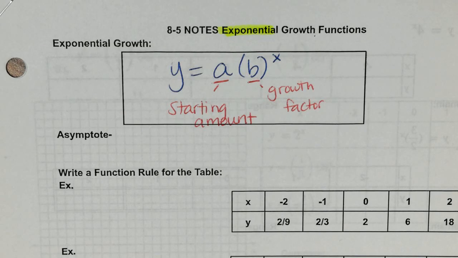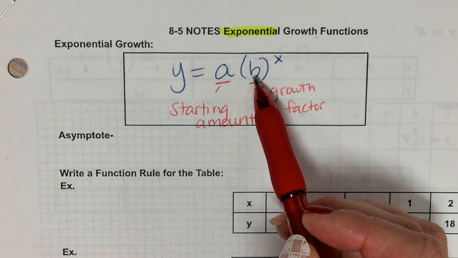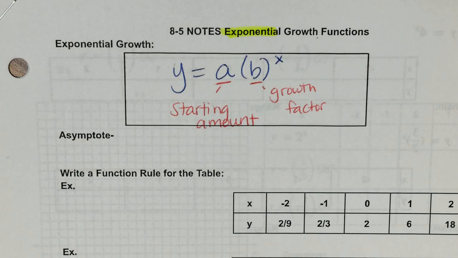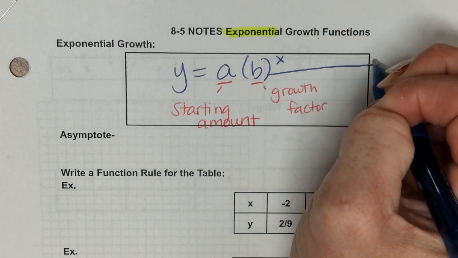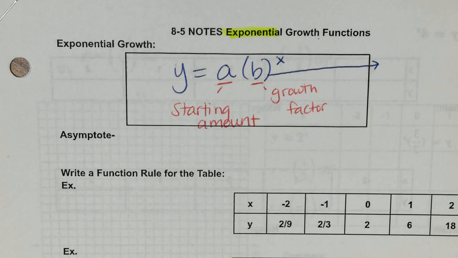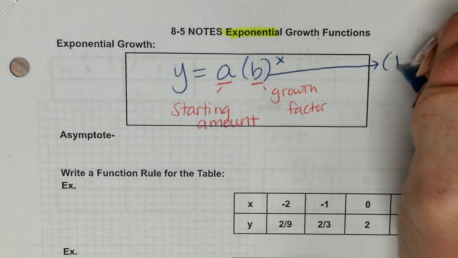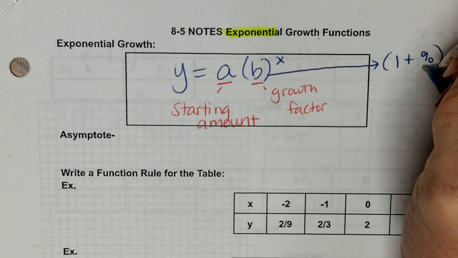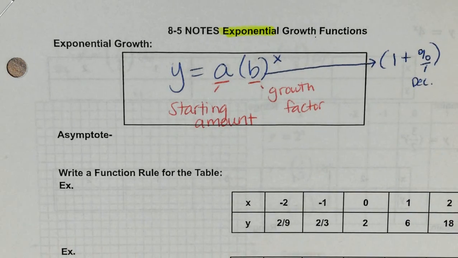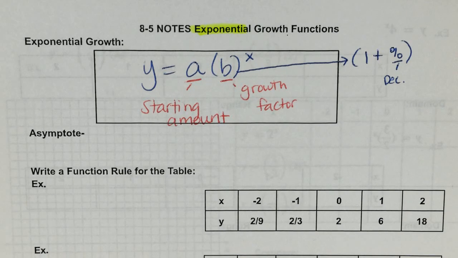To find the growth factor, it's usually given to you as a percent. So they'll say something like, it grew at a rate of 3%. To find this number, you take your percent and change it to a decimal and add it to 1. So this b is found by taking your percent, changing it to a decimal, and adding it to 1. So it's 1 plus your percent, which you changed to a decimal. So if it grew at 3%, what's 3% as a decimal? 0.03, so it would be 1.03.